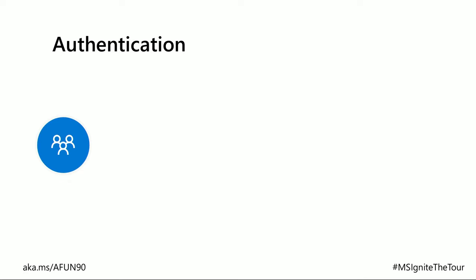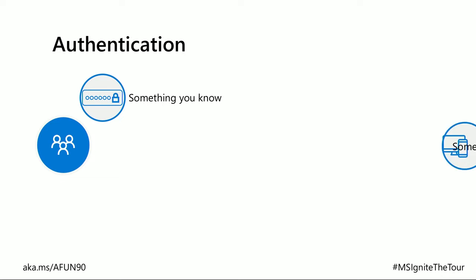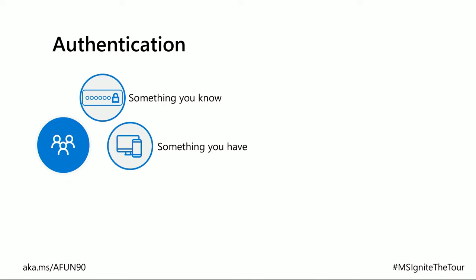Identity starts with authentication and authorization. And authentication is the process of proving you are a valid person who exists in the system and should have access to things. So authentication is done by providing something that you know, like your password, something that you have, like a 2FA code that you've been sent by SMS, or something that you are, like biometrics, fingerprint scanning, Windows Hello facial recognition, that kind of thing.